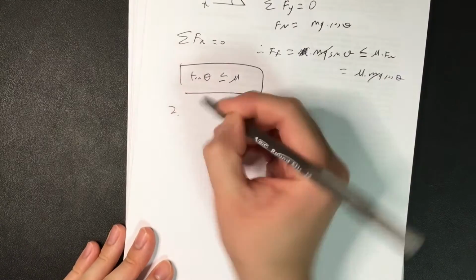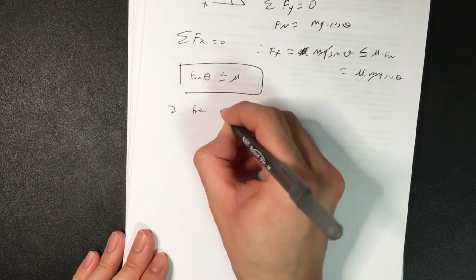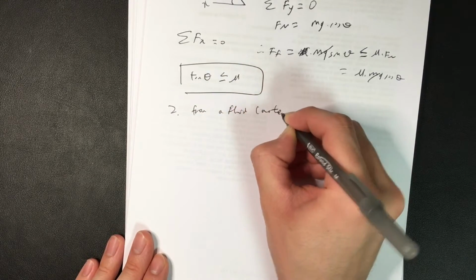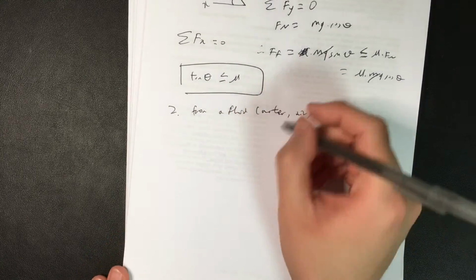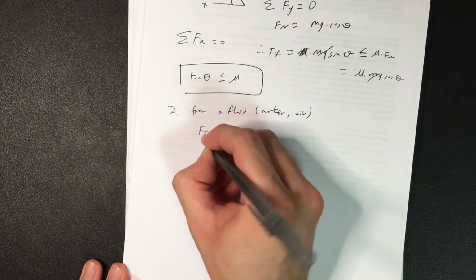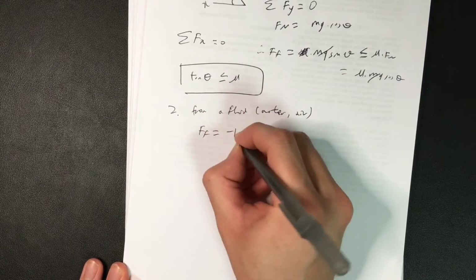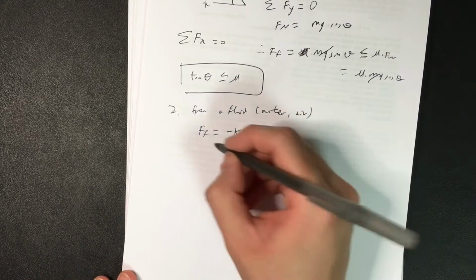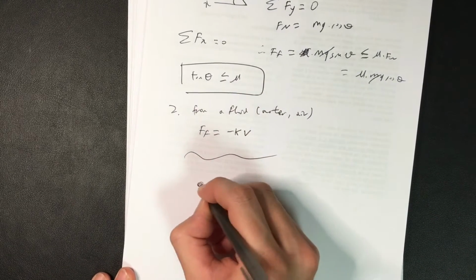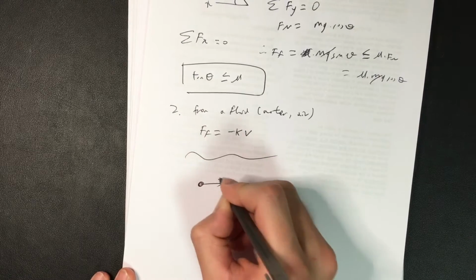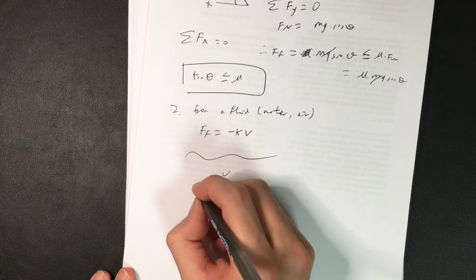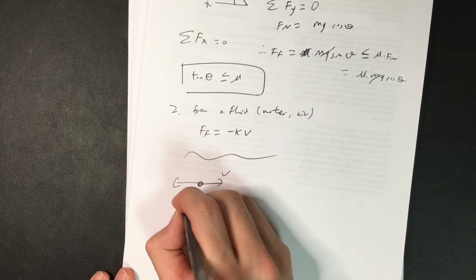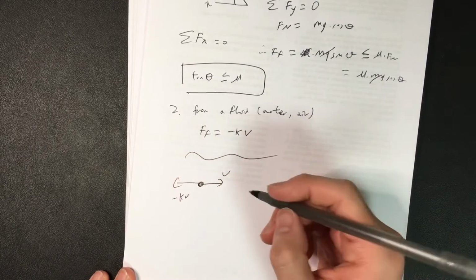The second type of friction is friction from a fluid, such as water or air. The definition of force of friction is force of friction equals minus kV, where k is a constant. So for example, let's say in water, a mass is traveling at speed v. Then the force of friction is opposite to the direction of velocity and has a magnitude of kV.